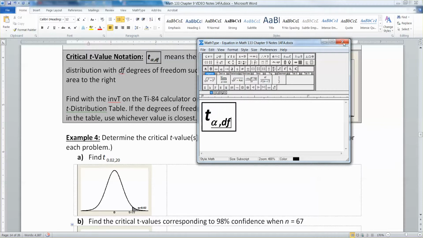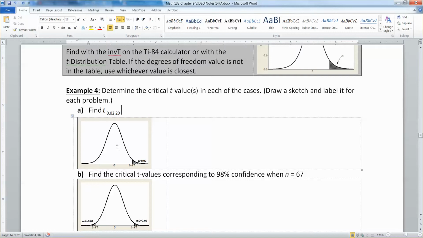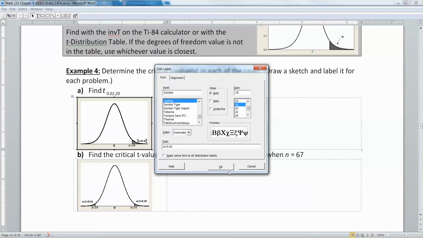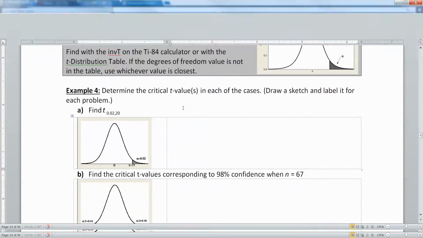All right, so I want t 0.02 comma 20. That means the area in the right tail is 0.02. That's my alpha right in here. So you can see that little area right there is 0.02. There it is. Now you can see it a little bit better.